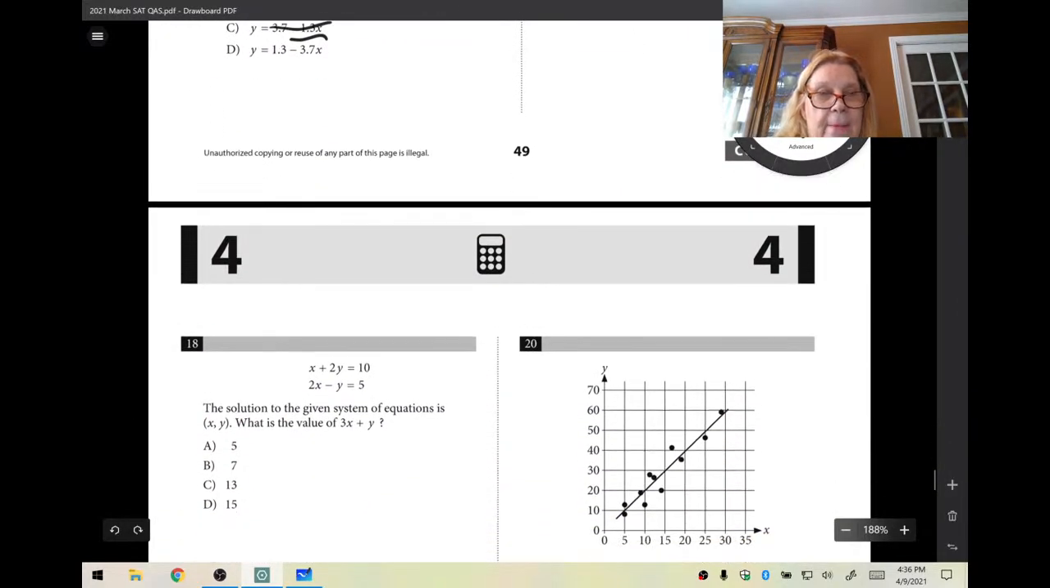So we have a system. But look at this. Train yourself to look at the prompt. So we have 3x plus y. If I add this system, I get 3x plus y equals 10 plus 5 or 15. And I did that in under 10 seconds.